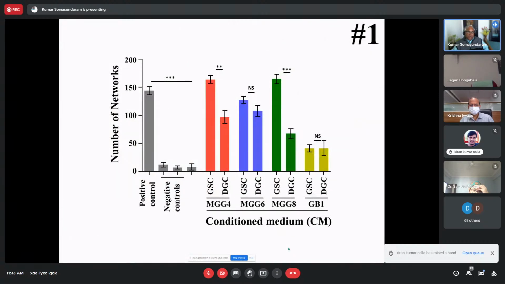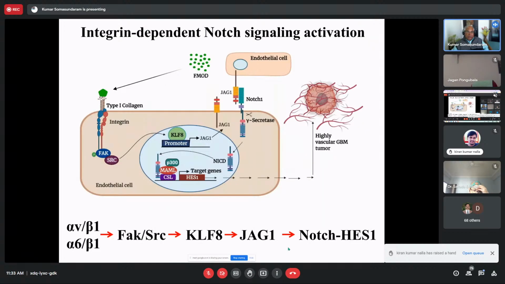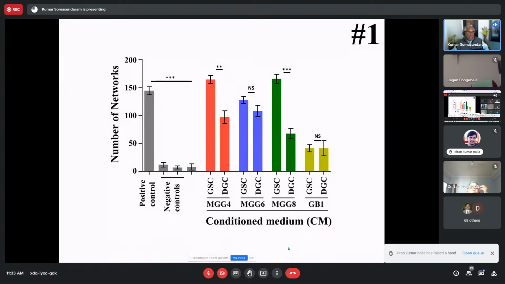So why should you agree with me that this is really happening? I will provide 5 evidences very quickly and then end my talk. Number 1. If you take conditioned media from the stem cells as well as differentiated cells, both of them are able to induce the endothelial cells to form angiogenic networks.